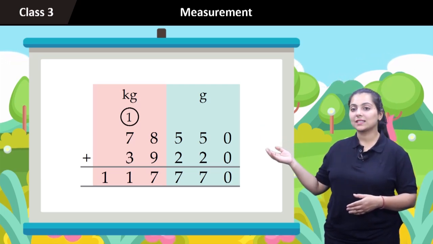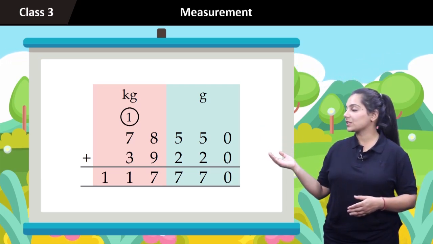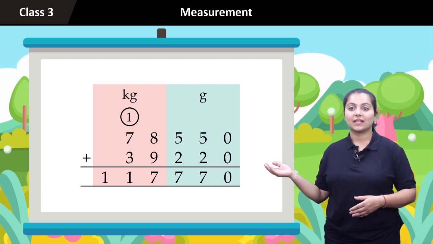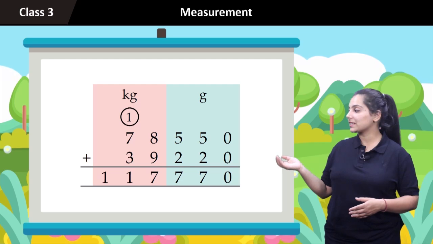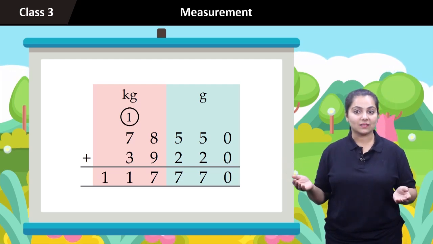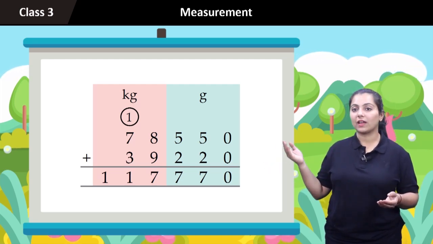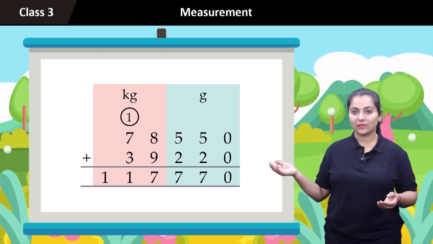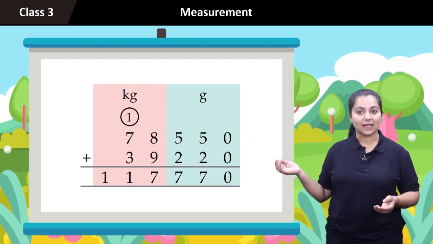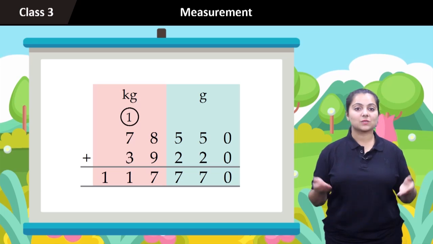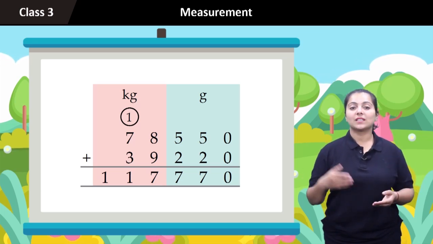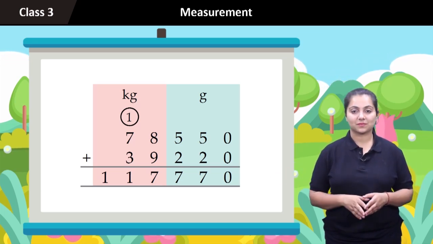0 plus 0 is 0. 5 plus 2 is 7. Then again 5 plus 2 is 7. Then 8 plus 9 is 17. 7 will be written down and 1 will be carried to the next column. 7 plus 3, 10. 10 plus 1, 11. So the answer is 117 kg 770 grams.